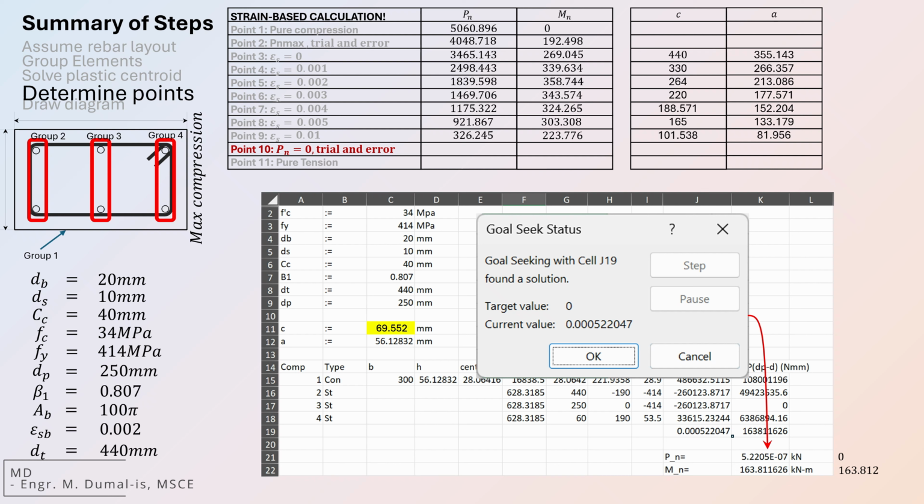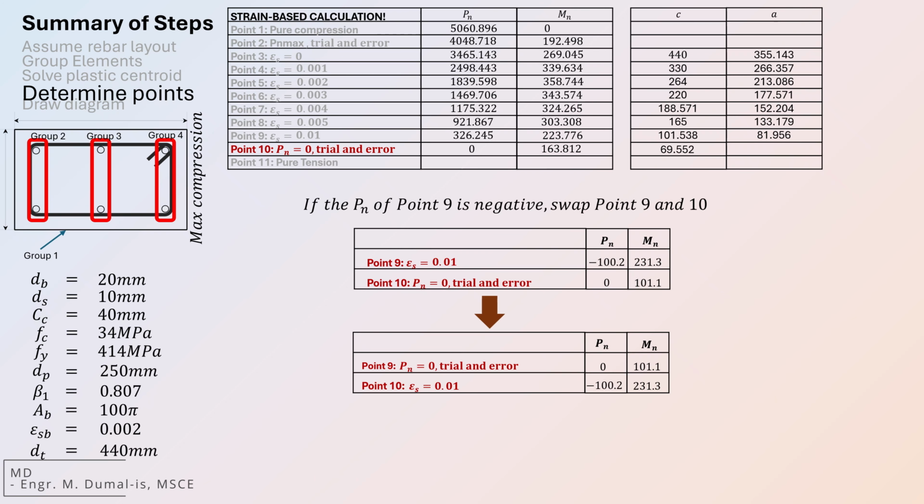As you can see, the target and current value might not be exactly the same, but close enough. The result of Mn is also available, that is 163.811. We tabulate the results for easy referencing when constructing the illustration. Side note, in case you encountered a situation where the Pn of point 9 is negative, you'll have to swap the position of point 9 and 10. 10 becomes 9 and vice versa.